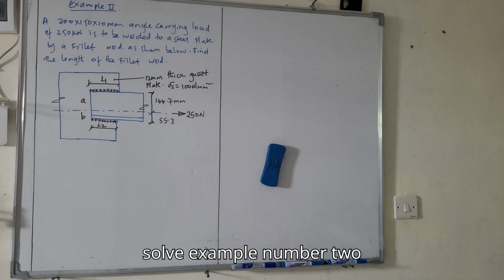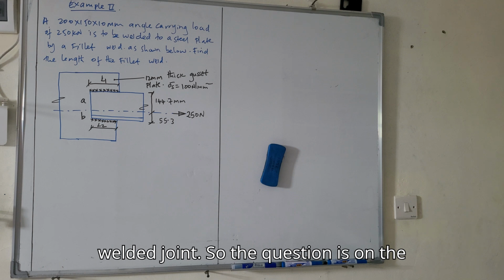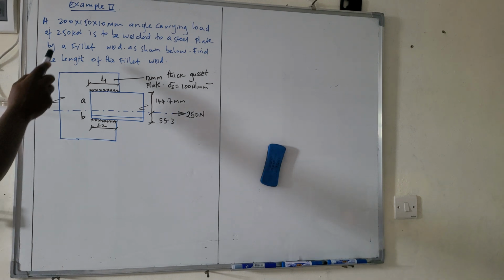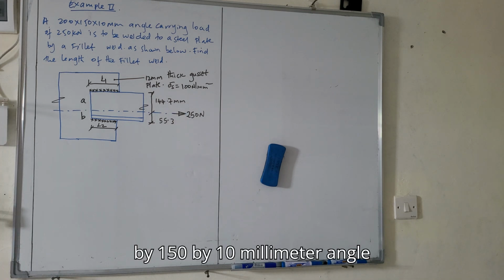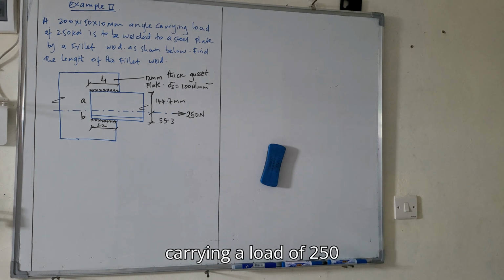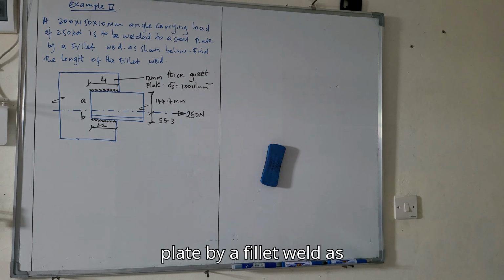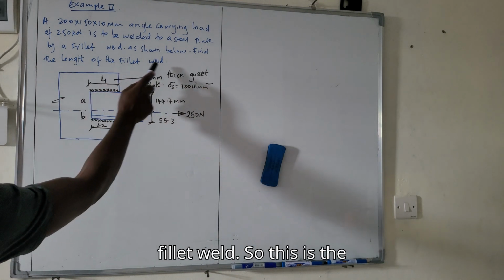I want to solve example number 2 under unsymmetrical welded joint. So the question is on the board, as you can see. I will read the question. A 200 by 150 by 10 millimeter angle carrying a load of 250 kilonewton is to be welded to a steel plate by a fillet weld as shown below. Find the length of the fillet weld.